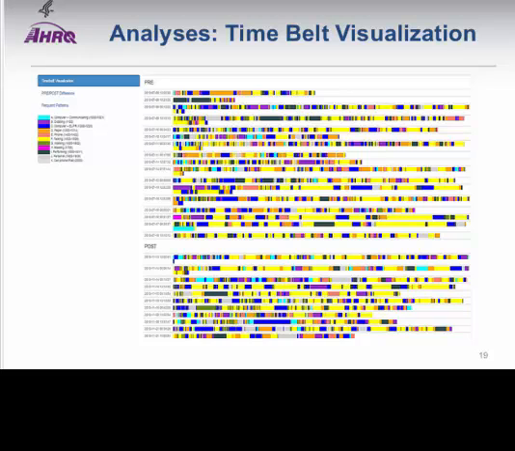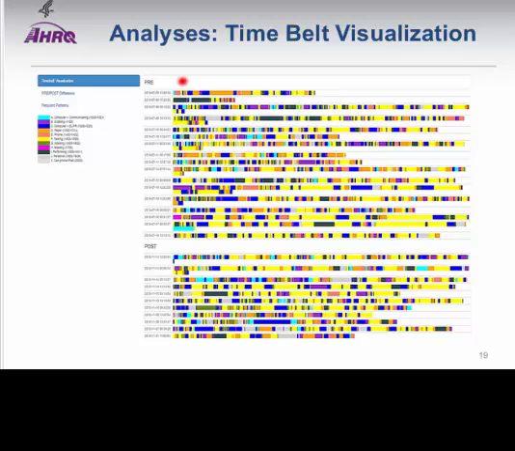So we used several different visualizations to help us make sense of all this data. In this example, this is a time belt visualization. This top area is the pre-period, and the bottom is the post. Each color is a different task, and each of these lines is a different individual during the time that we were watching them. So this is the time and motion data, and we collected usually for a 4-hour block of time.